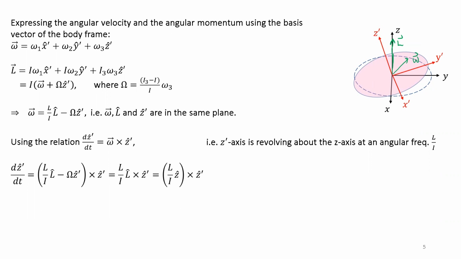Okay, so now recall something you have learned in the previous chapter. Because now we are in the rotating frame, right? So you remember that if you're in the rotating frame, then the time derivative of the basis vector is given by omega cross the basis vector itself. Okay, so like this.